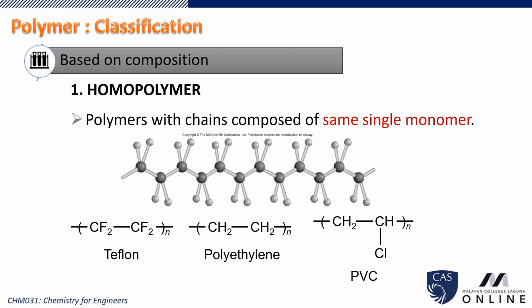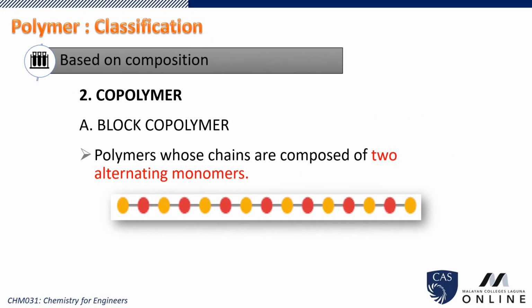The next one is classification by composition. The first polymers that we have there are homopolymers. Homopolymers are made up of one type of monomer. Examples include polyethylene and Teflon. The next type under classification by composition is copolymers. Copolymers are formed from two or more different monomers. Their arrangement determines their properties.